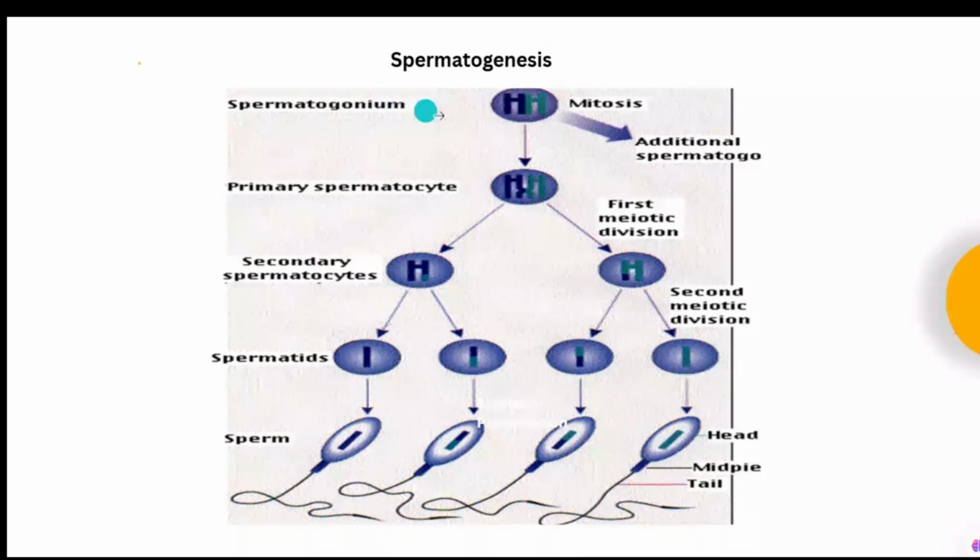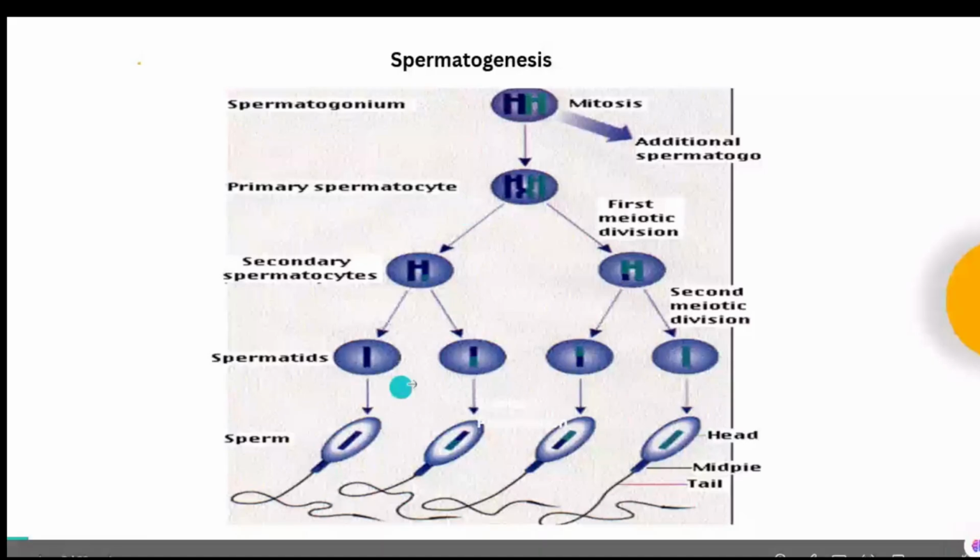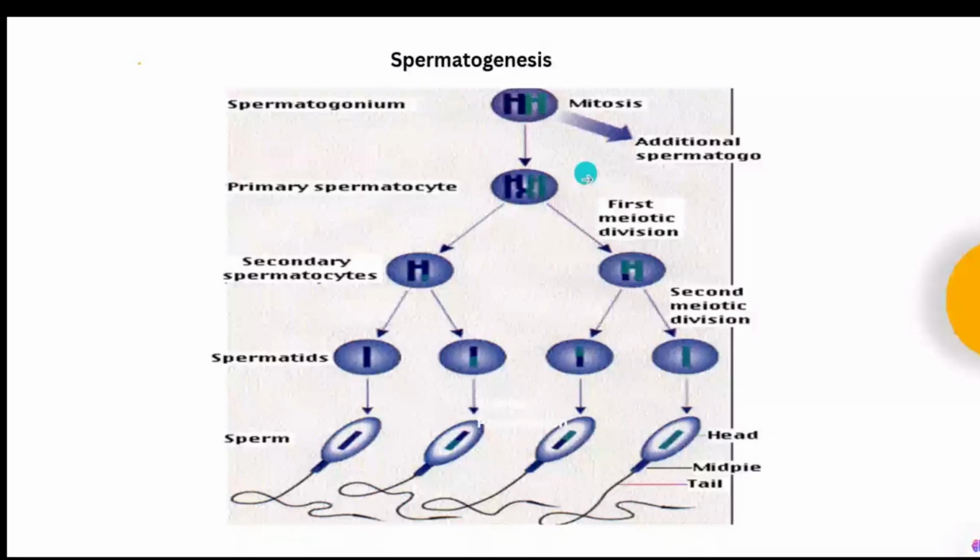So type A divide and form additional spermatogonia, but once they reach a certain stage, they become spermatogonia type B. There is no further division, but they get converted into the primary spermatocyte. Once they are converted into primary spermatocytes, they are destined to form the sperm cells. These primary spermatocytes are diploid in nature, formed from the spermatogonia.